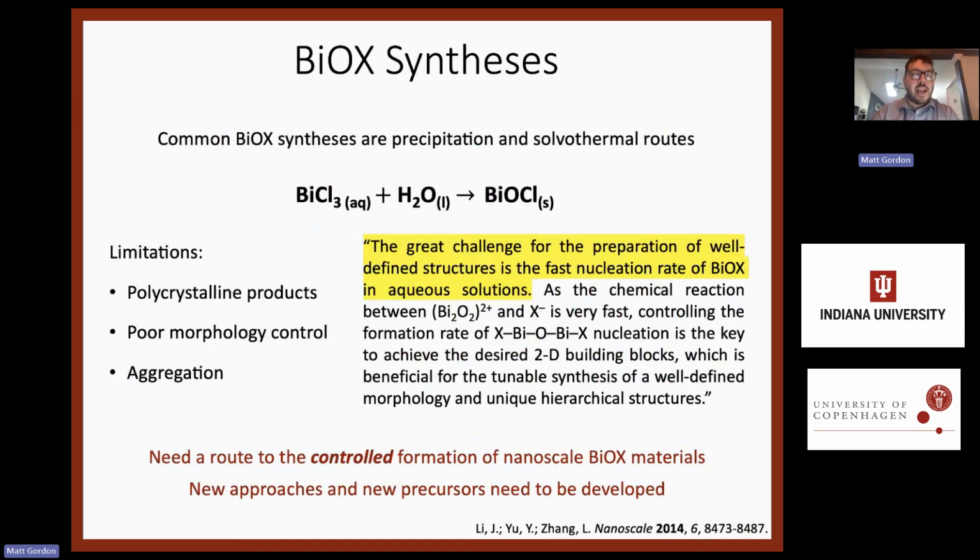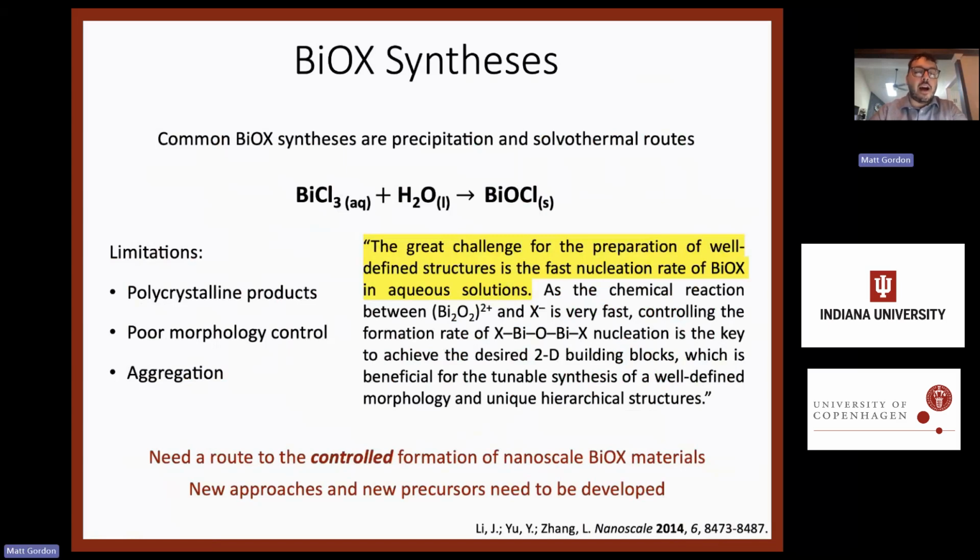And so bismuth oxyhalides can be made actually remarkably easily, but they're very difficult to make well. And what I mean by that is when you take a simple salt like bismuth trichloride and dissolve that in water, you will immediately get out a precipitate of bismuth oxychloride as a solid. However, when you do this, you are often limited. You have polycrystalline products, poor morphology control, and large aggregates.